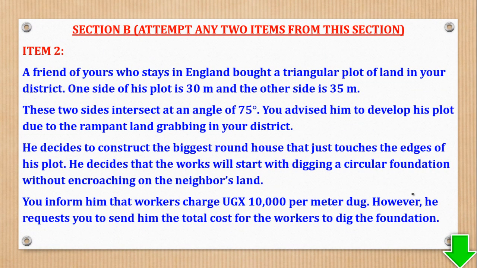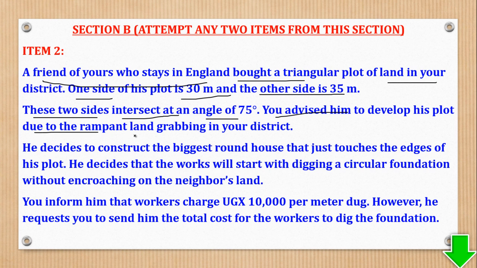Then section B, you are supposed to attempt any 2 items. So item 1 says, a friend of yours who stays in England bought a triangular plot of land in your district. One side of his plot is 30 meters and the other side is 35 meters. These 2 sides intersect at an angle of 75 degrees. You advised him to develop his plot due to the rampant land grabbing in your district.